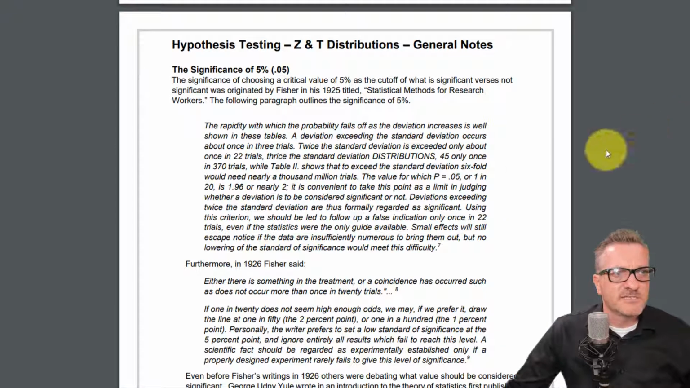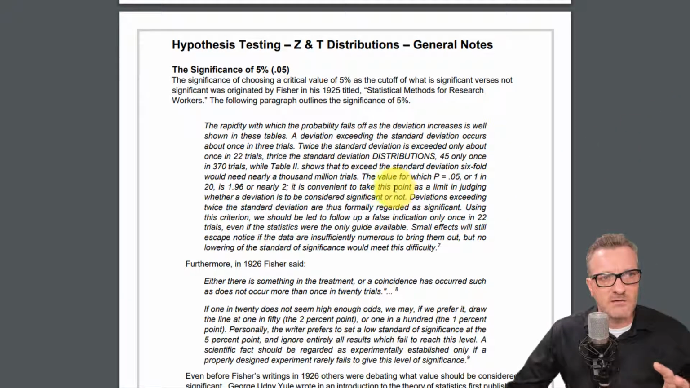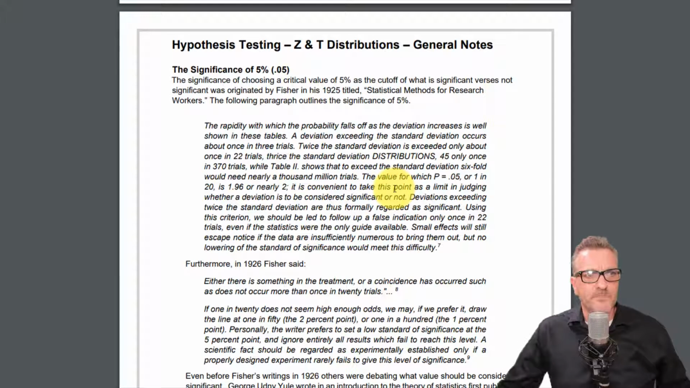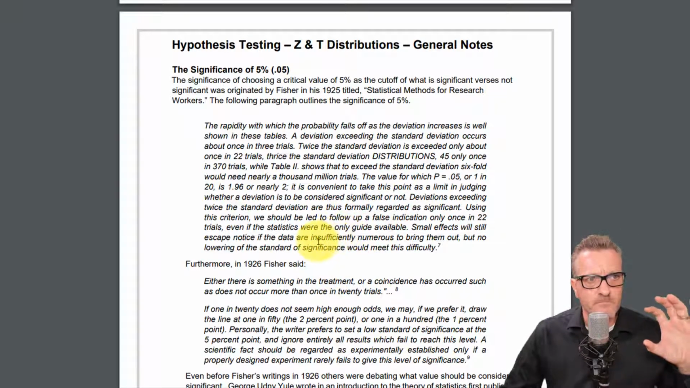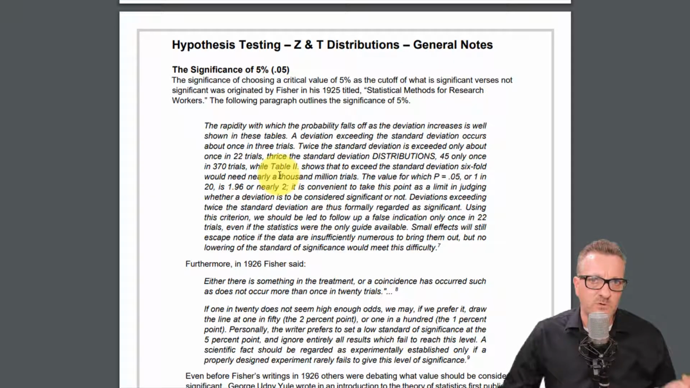Okay, significance level. So we've already talked about a little bit of this. The big deal when they came up with this was the idea of what amount of the time people are willing to accept being wrong. And this was by Fisher, who came up with this in 1925 in his writing called Statistical Methods for Research Workers.